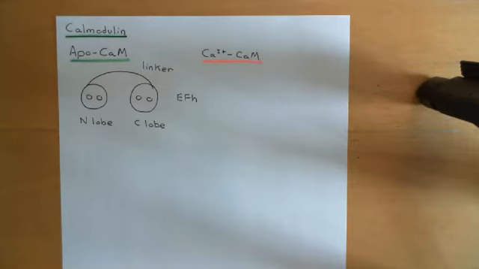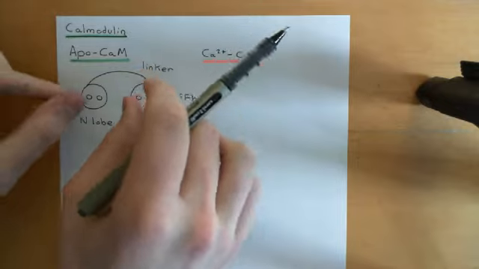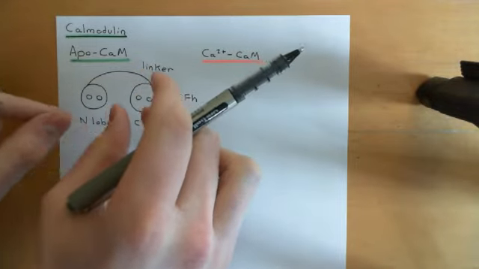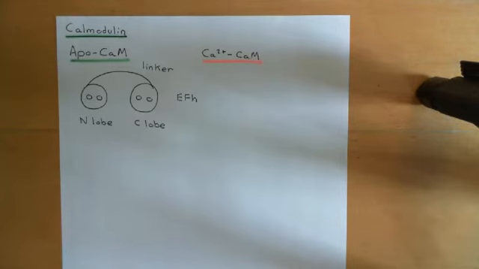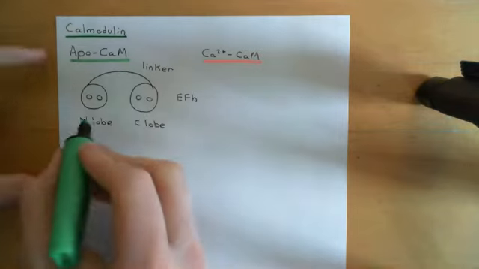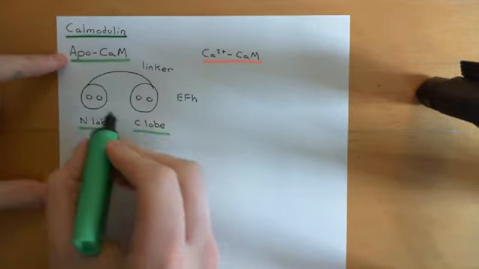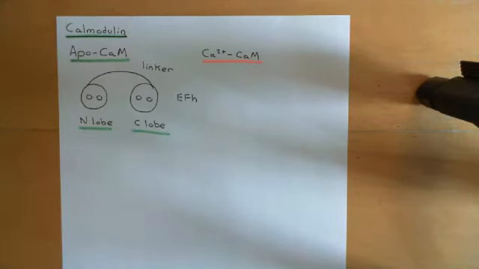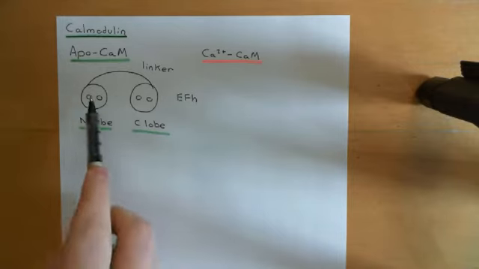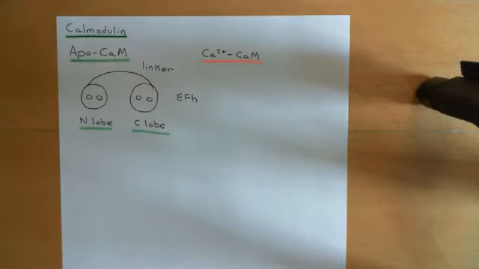The other thing to note is how in the apocalmodulin here, the lobes are kind of bent back towards one another. That's also going to change in the calcium-calmodulin complex. So here is our apocalmodulin then. At the moment, it doesn't have any calcium ions bound in these calcium binding sites, which are EF hands. And it will be floating around in the cytoplasm, and at that 100 nanomolar calcium concentration, which is the resting calcium concentration, there is no calcium bound to any of these EF hand domains here.